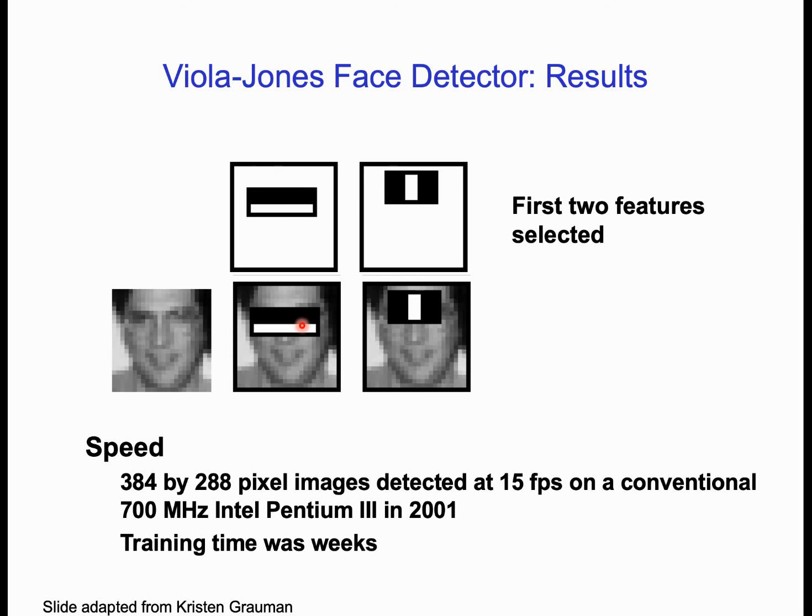And the speed, as I said, at testing time was extremely fast. It was able to detect faces at 15 frames per second on a conventional PC of the time, so 2001. The interesting part was that the training time took weeks. And this is, by the way, not extremely uncommon in machine learning. Even today, to create very complicated models, it can take a number of days to create really strong algorithms.